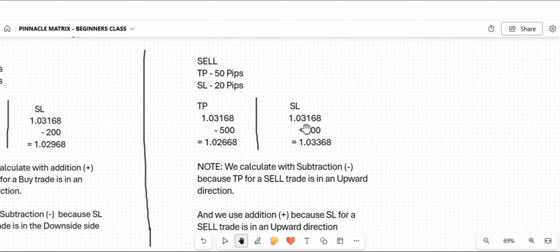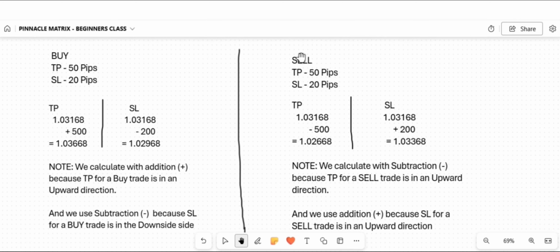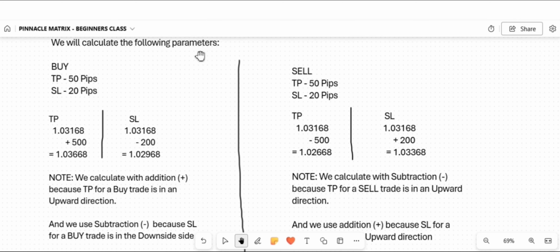Now let's do the second example. Still using the same parameters as the entry price of Euro USD, we are still setting the same take profit of 50 pips, SL of 20 pips. The only thing that changes here is the fact that we are selling now. This one is a buy trade, this is a sell trade. And in a sell trade, we are doing the directly opposite of what we did for a buy trade.